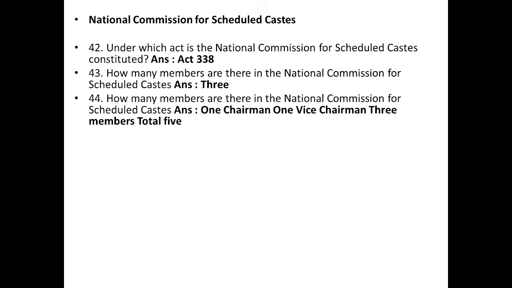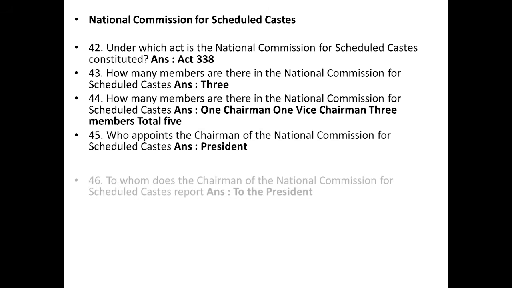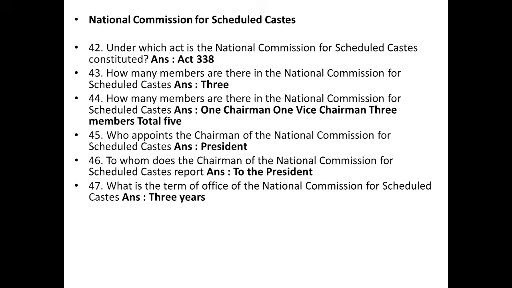How many members are there on the National Commission for Scheduled Caste? 1 chairperson, 1 vice chairperson, 3 members, total 5 members are there. Who appoints the chairperson of the National Commission for Scheduled Caste? President appoints. Whom does the chairperson report to? He reports to the President.